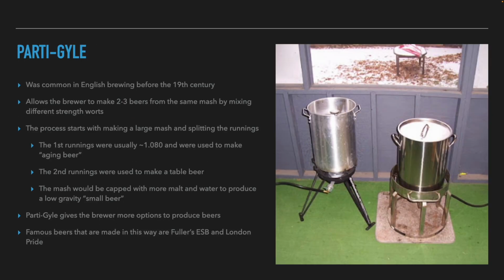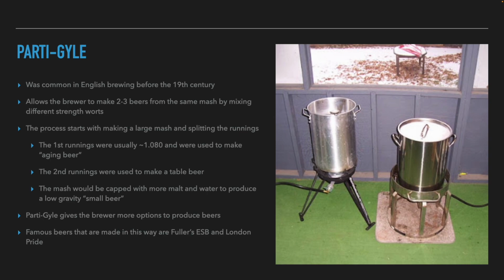The next method is called parti-gyle. This method was common in English brewing before the 19th century. This method allows the brewer to make 2 or 3 beers from the same mash, making different strength worts. The process starts with making a large mash and splitting the runnings. The first runnings were usually about 1.080 and were used to make aging beers.